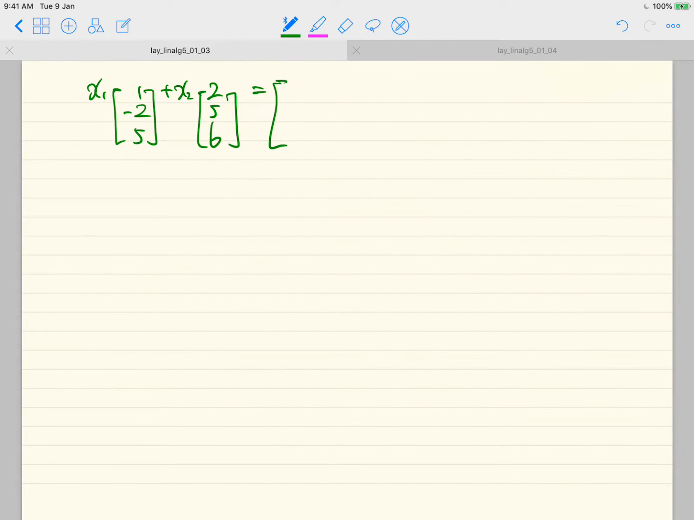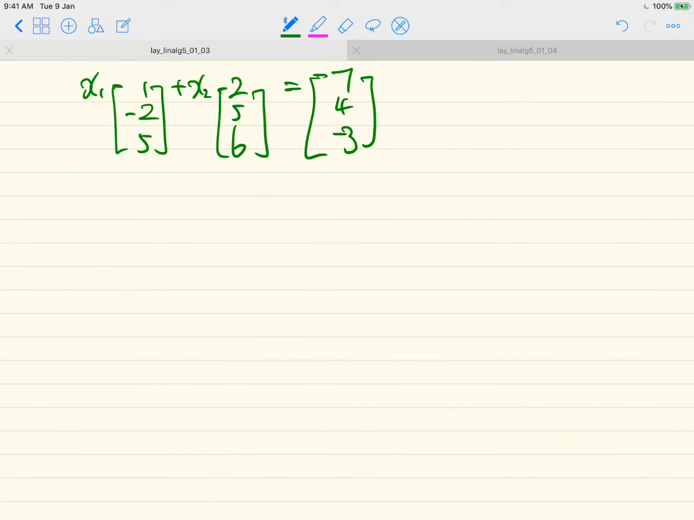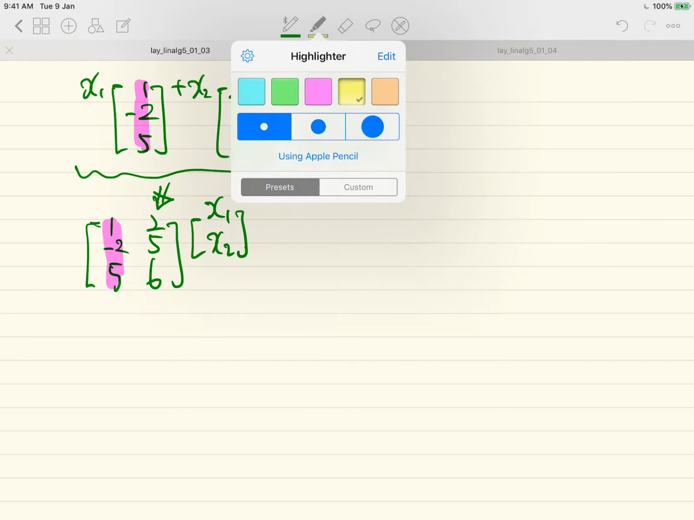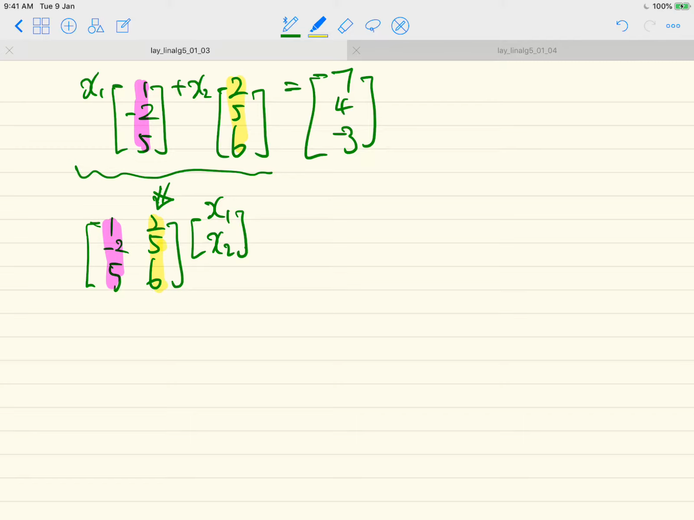I'm just rewriting this vector equation. This is what we saw as a vector equation form. Now I'm going to change this left-hand side into this form. What I did was to collect these two columns and form them as a single matrix, right? And then we had these two linear combination coefficients, and we bring them into a single vertical vector, a column vector, that is multiplied on the right side of this matrix.